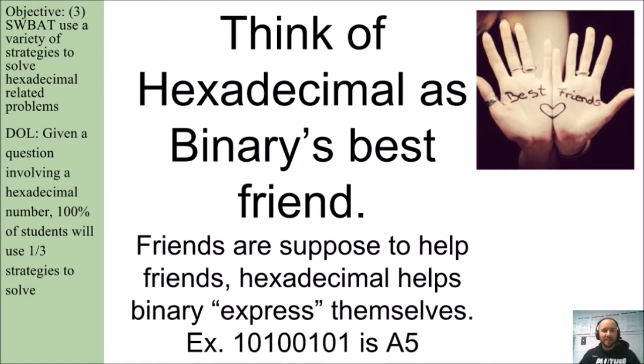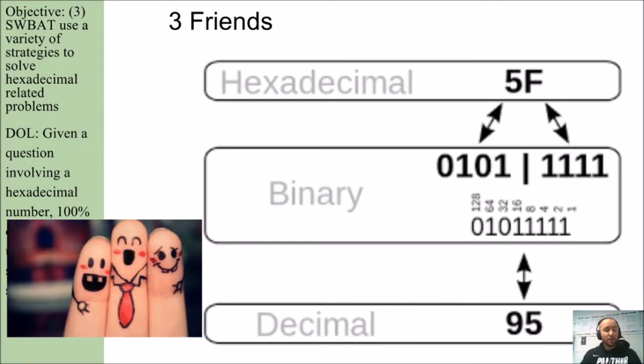So I love hexadecimal. When you think of hexadecimal, I want you to think of it as binary's best friend. So without binary, we wouldn't have much of a need for hexadecimal. Friends are supposed to help friends, and hexadecimal helps binary express itself to humans. What would you rather read, 101000101 or A5? So when we are doing our translations from hexadecimal to decimal, I want you to include binary. That way we have 3 friends, not just 2 best friends, okay?